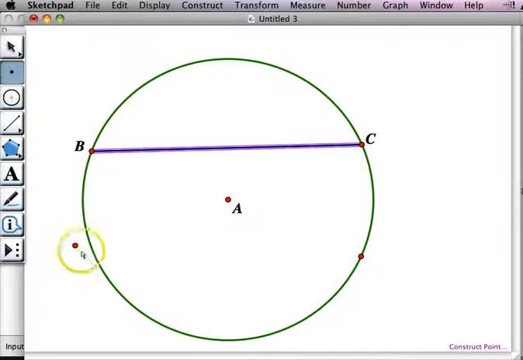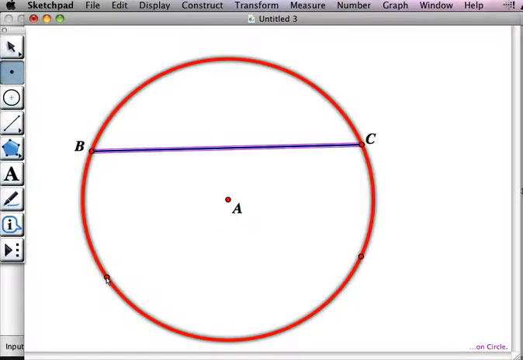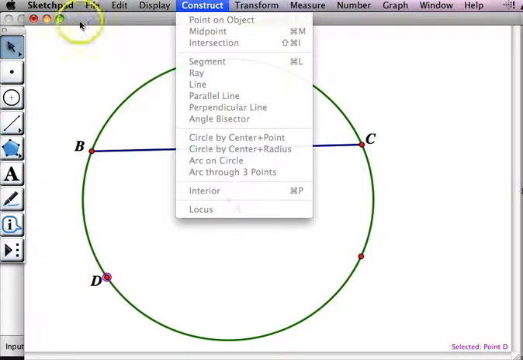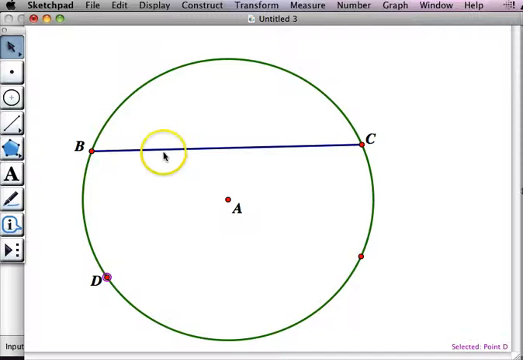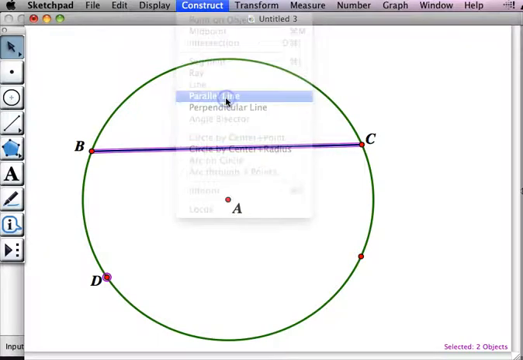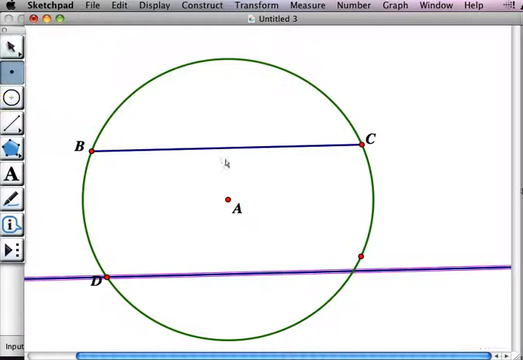We'll get another point down here for D. We'll put it on the circle. And then we'll take the shortcut. We'll go ahead and select a line or a segment and a point, and we're going to construct the parallel line right here off the construct menu. And we just got to grab the point tool so that we can grab this intersection. And we'll call that point E over there. Alright, so now we have our parallel lines.